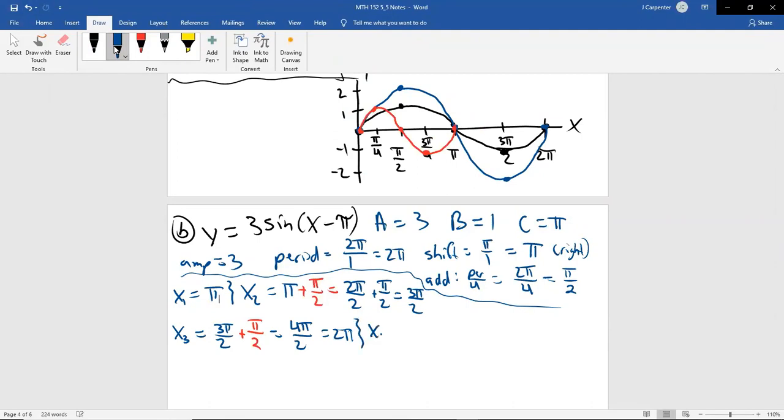Our fourth point, we take the previous one, and we add pi over 2. 2 pi over 1 becomes 4 pi over 2. Again, we're supposed to be experts at LCD stuff. Practice this 10,000 times if you have to. So that's 4 pi over 2 plus pi over 2. 4 plus 1 is 5. That's 5 pi over 2. So that's our fourth point. We just need one more.